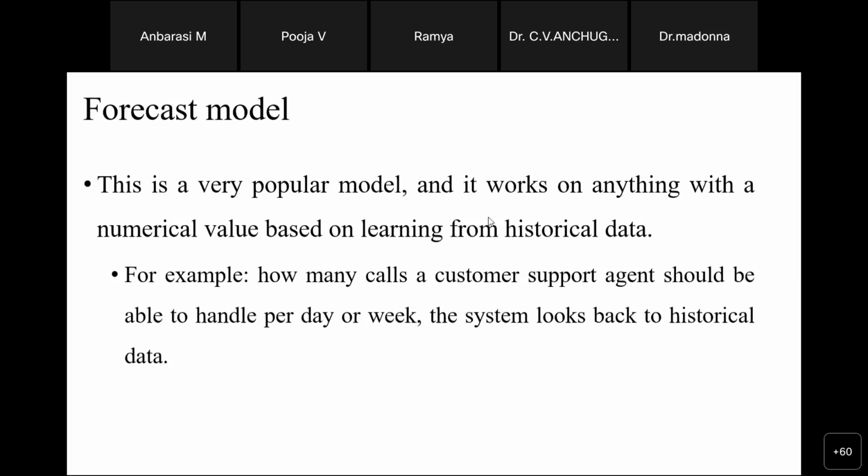So this is also very popular, and it works on anything with numerical values. Based on the historical data, we can predict what the future value could be. For example, a call center can use forecast analysis to predict how many support calls it will receive per day, or weekly. Based on the historical data, they can predict how many calls they will receive per day. So this is also one of the important techniques in predictive analytics.